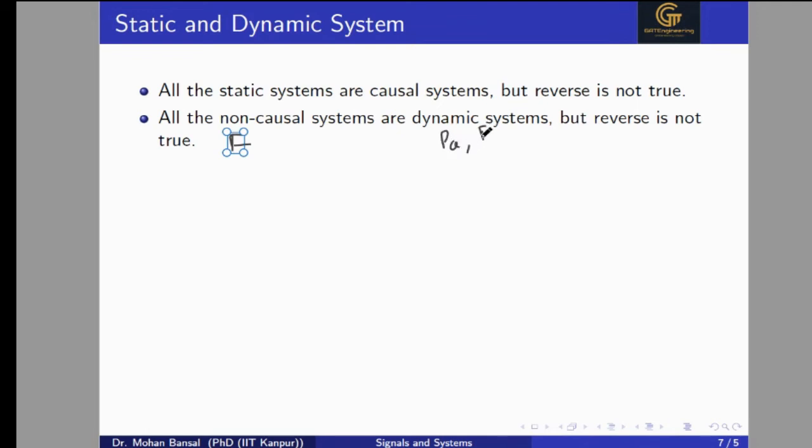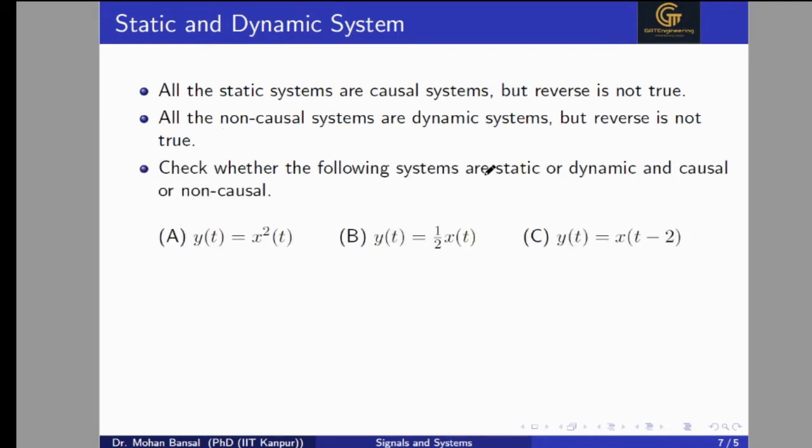We can't say that dynamic systems are non-causal, but we can say that non-causal systems will definitely be dynamic systems. If one system is non-causal, the other system will definitely be a dynamic system. Here are some examples we'll discuss for all the properties of causality and static and dynamic systems.